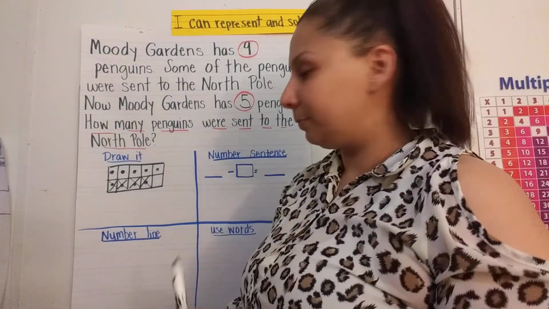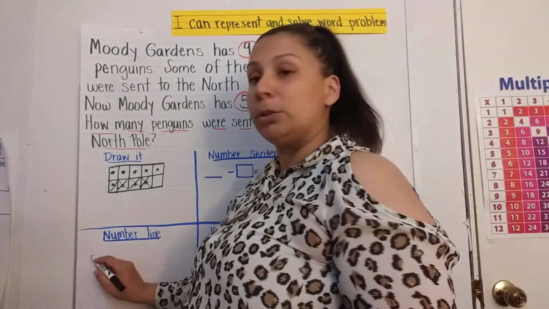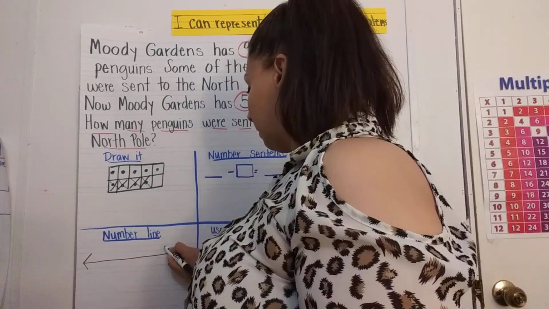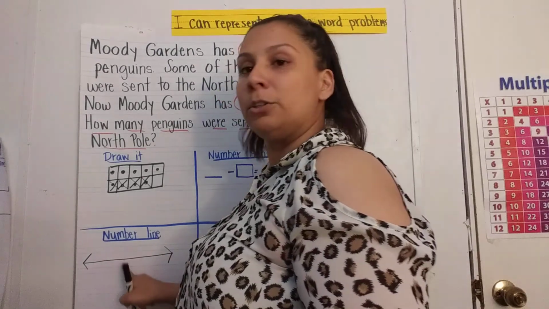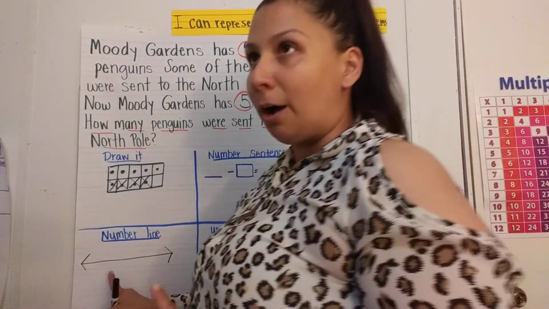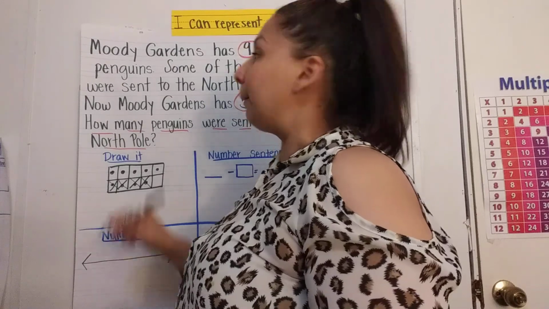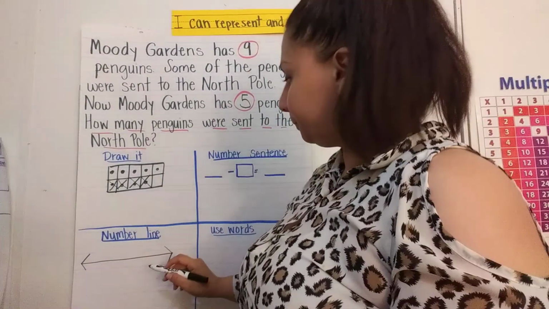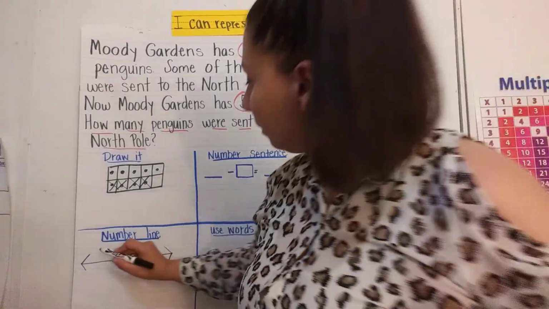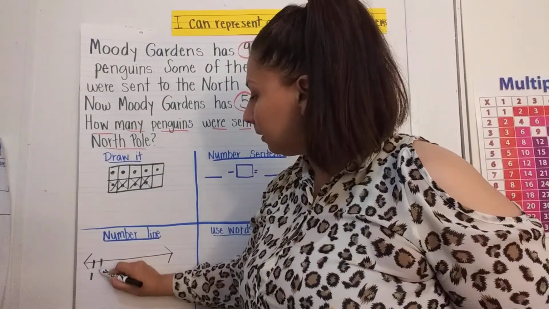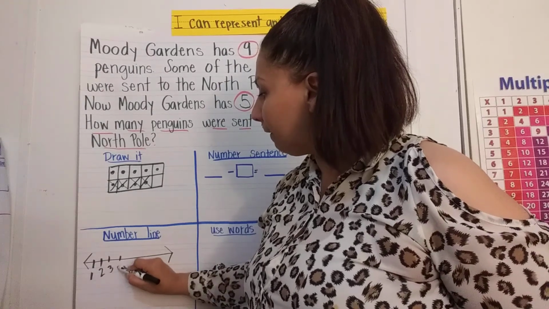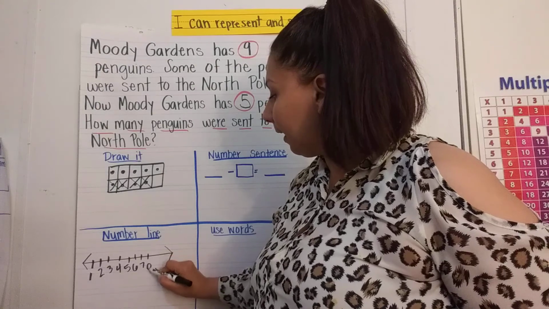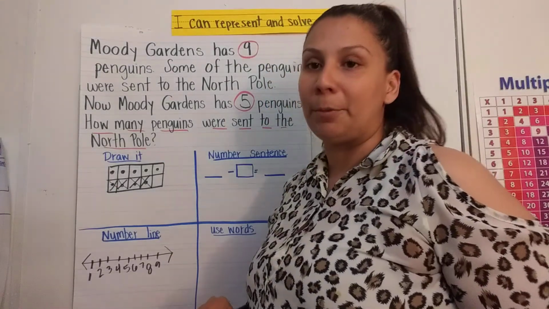number line. So I'm going to draw my number line. And when I draw my number line, I'm going to number all the way to the number 9, because that's how many they had to start with. So we will 1, 2, 3, 4, 5, 6, 7, 8, 9. I'm going to stop right there.